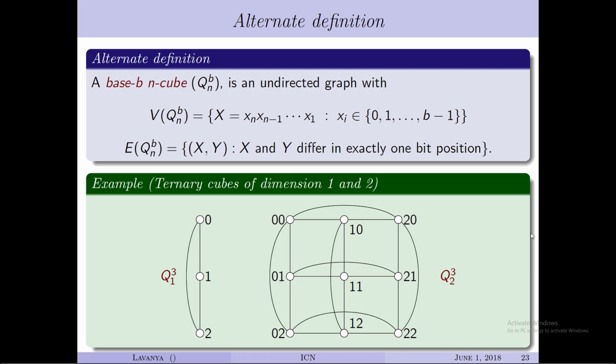Say for example, when I go for ternary cubes, when B is equal to 3, I go for the labels 0, 1 and 2. So this is Q1 of 3, the base case, a triangle K3. And if I try to extend this, this is going to be my torus, Q1 of 3 cross Q1 of 3, or you can just see how the labels go. 0, 0 is adjacent to 2, 0 because they differ in exactly 1 bit position.